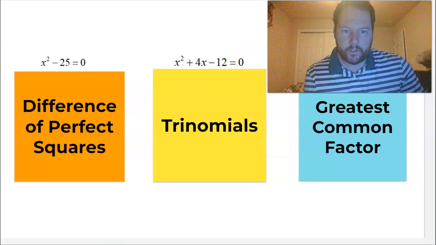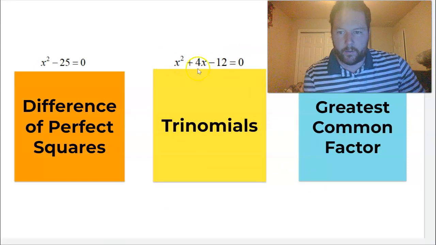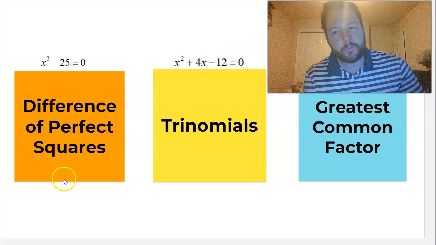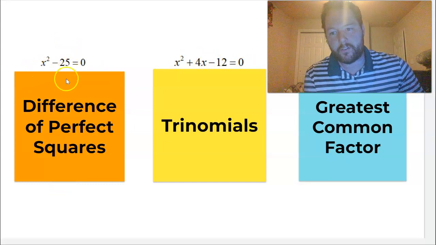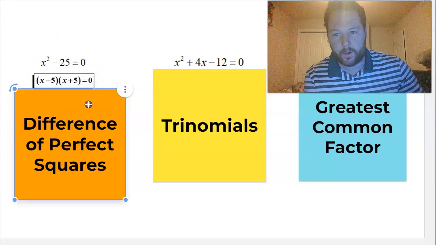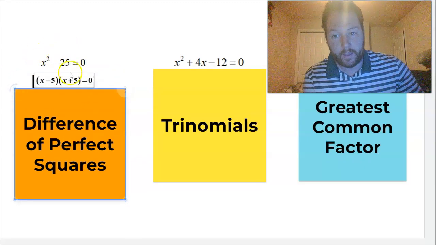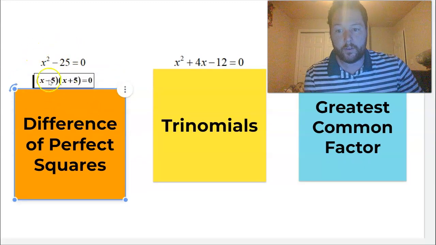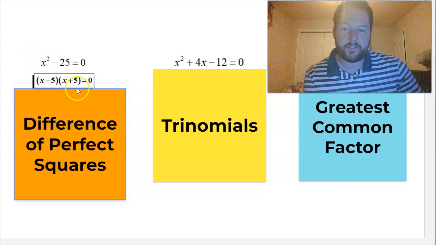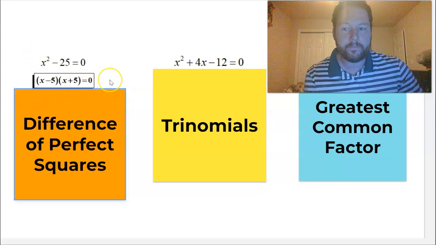I am going to go ahead and jump right in. Let me move my head out of the way here, right? So, difference of perfect squares, we have x squared minus 25. The first thing that we want to do is factor the left side of the equation, right? So x minus 5 and x plus 5, and all of that is equal to 0.